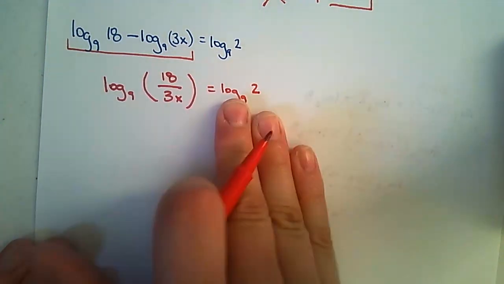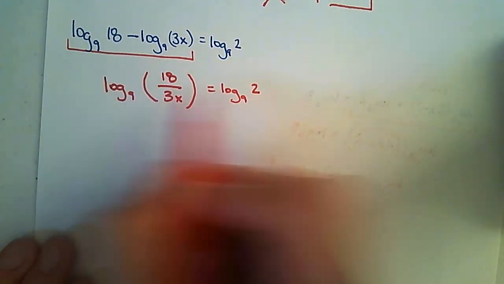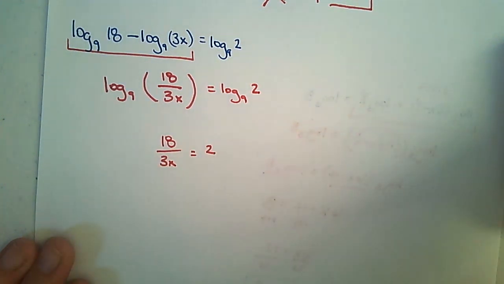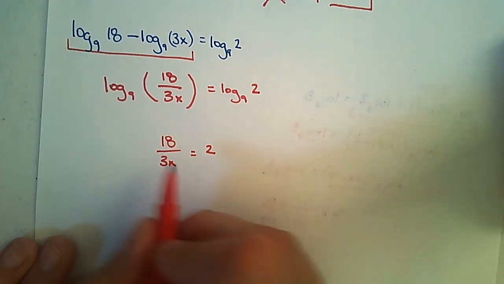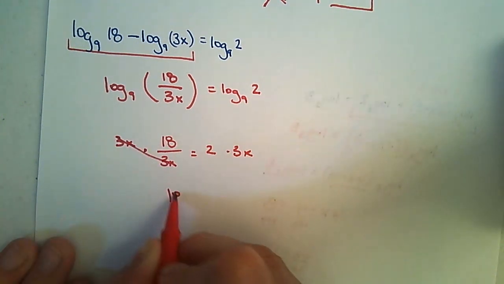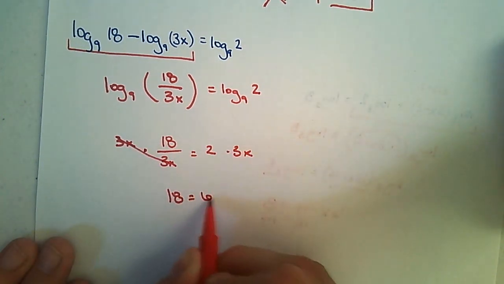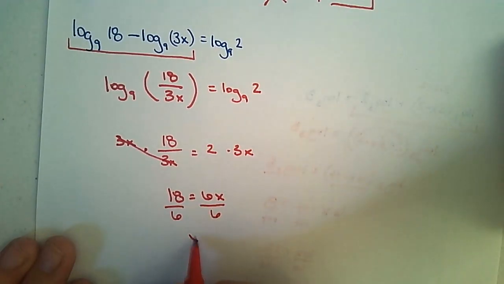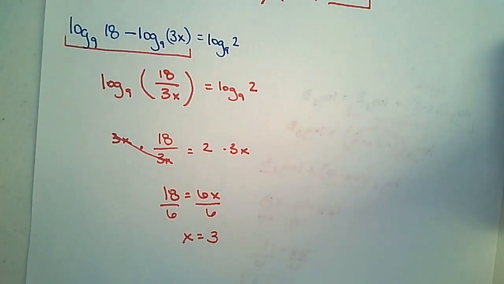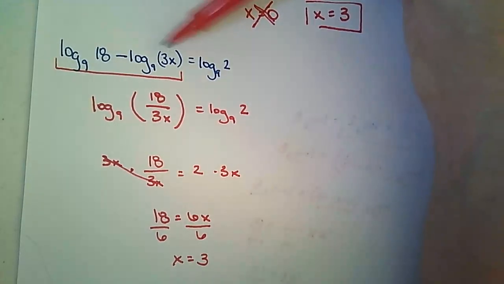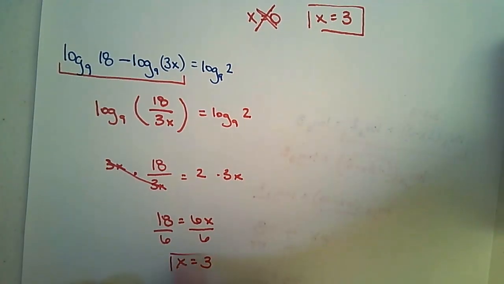And now I have 1 log equal 1 log. So I can set my arguments equal to each other and go ahead and solve. So it looks like I'm going to have to go ahead and multiply both sides by 3x. And let's see, 2 times 3x is going to give us a 6x. And I have to divide both sides by 6 so that I get 3 for a possible answer. And when I go ahead and plug that into my original arguments, notice 3 times 3 is going to give me 9, which they are all positive. So I'm okay with 3 being a solution.